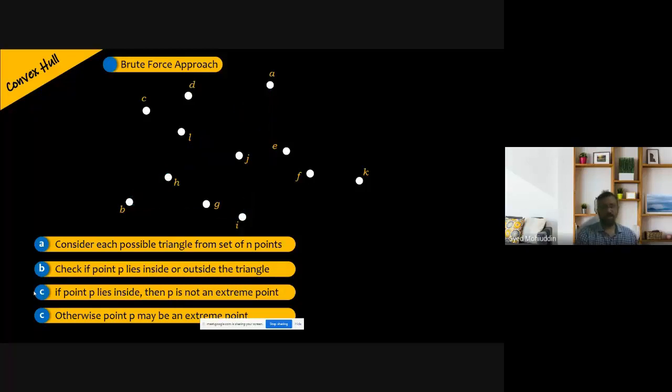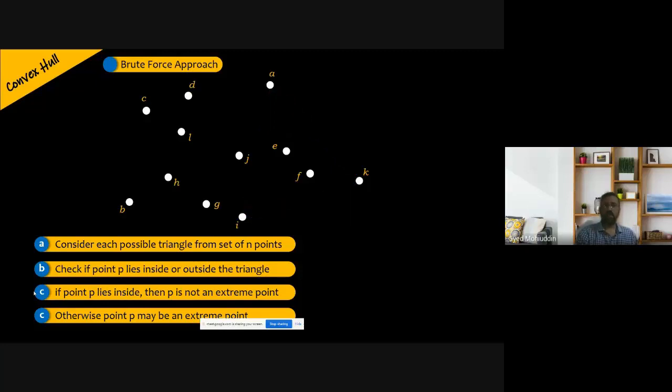Now, this process has to be repeated, and repeatedly we'll try to eliminate. Whatever points come inside are inner points, and what are outside are considered extreme. We try to eliminate the inner points and find the convex set.